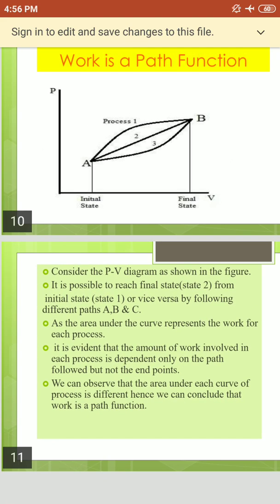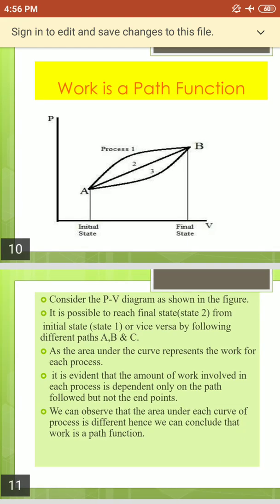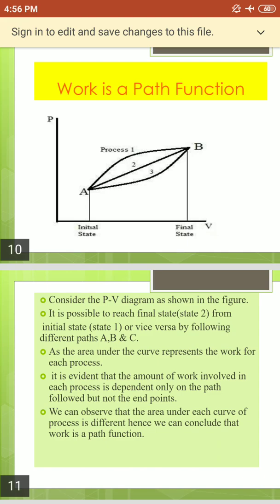See here, by checking the area, suppose for A1B you take that area, it is more than A to B with respect to the initial state, final state and the x axis. Therefore we have to see the curve. A3B, what is the curve? A1B, what is the curve? A2B, what is the curve? Check that. Is the area under each curve different or the same? By seeing that sketch, the area under each curve is different. Therefore, area under each curve being different means it depends on the path.